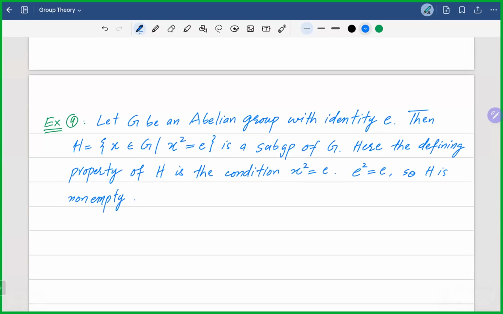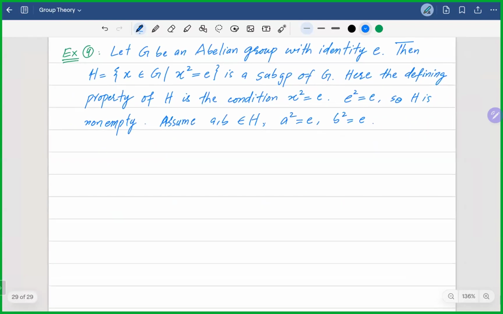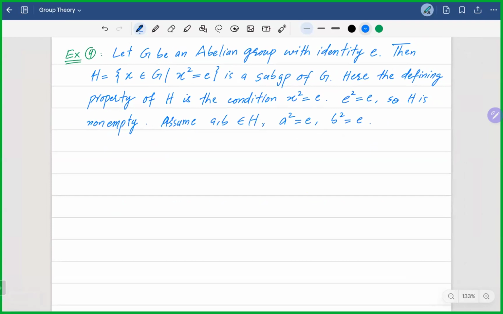Now we assume that A and B belong to H. Assume A, B are coming from H. This means that A square is E, B square is E. Then finally we must show that AB inverse square is E.